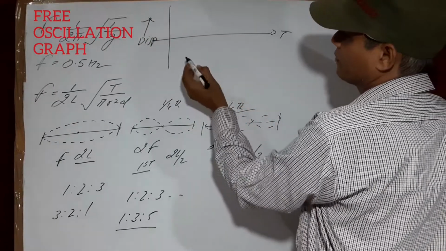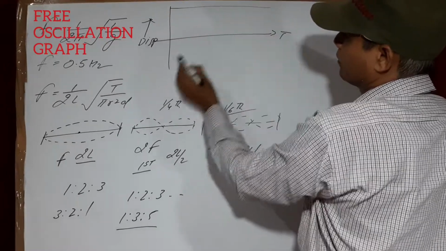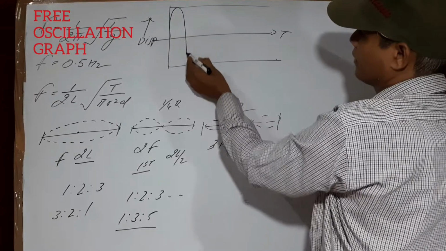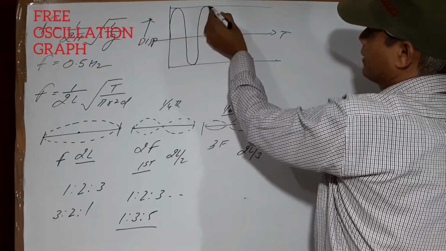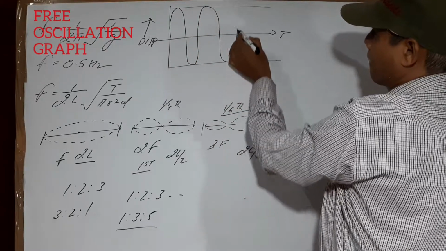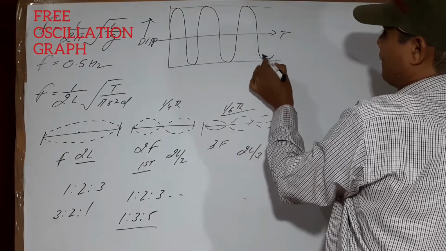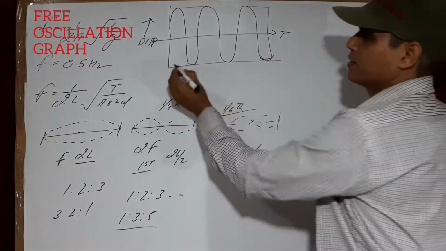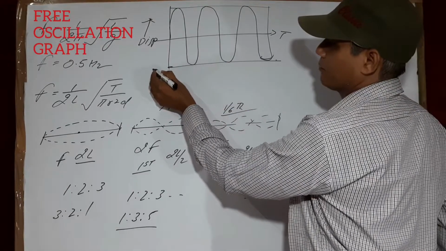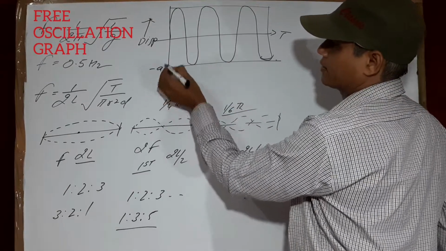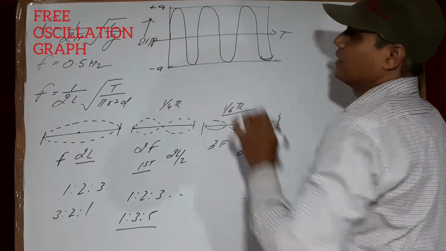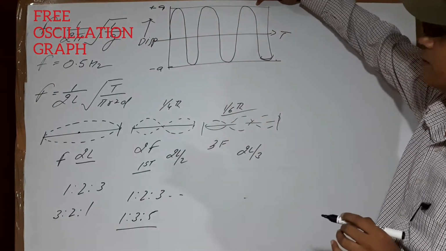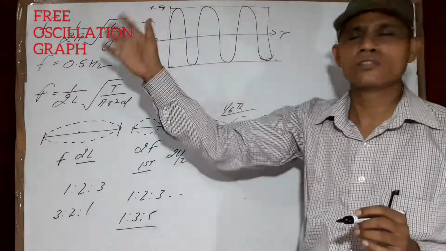In that case what will happen, the amplitude will remain same, and frequency and amplitude will remain same, like this, like this. So amplitude will remain same. This is amplitude, minus A to plus A is the amplitude. Over here you can see the amplitude is keeping constant and frequency is also same.